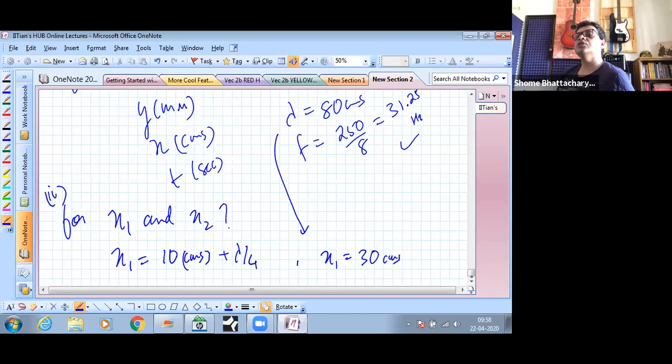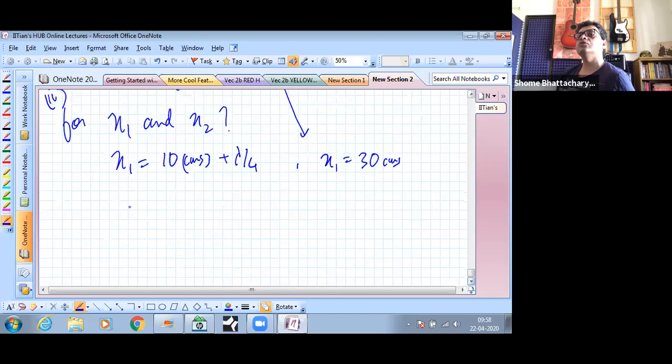And similarly, x2 is another quarter wavelength. So x2 is equal to x1 plus lambda by 4. That shows us that x2 is equal to 50 centimeters. So that part is quite easily done. So I've got x1, x2 and all this.